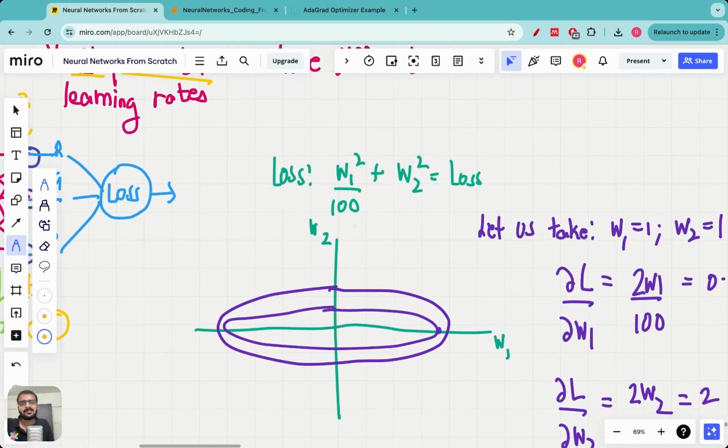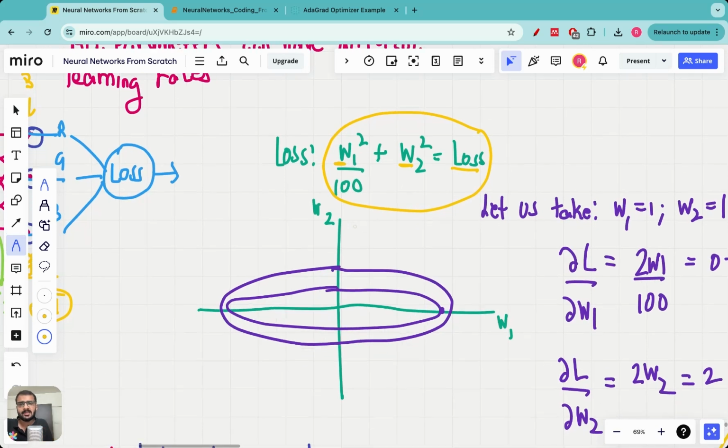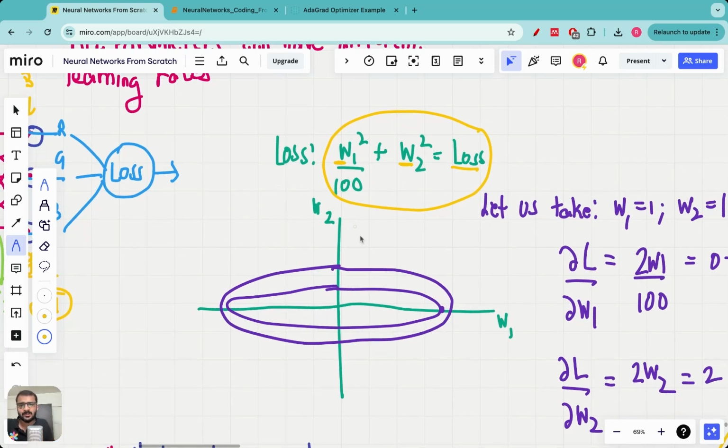So I am going to take a simple example here. Let's say we have just two parameters, w1 and w2, and the loss function is a function of w1 and w2 given by this formula: w1 square by 100 plus w2 square is the loss. If you plot this in a two dimensional landscape, the contours of the loss will look something like this. Since there is a factor of 100, we have a loss function which is hugely stretched in the horizontal direction, but which is not very stretched in the vertical direction. So w1 is my x-axis and w2 is my y-axis.